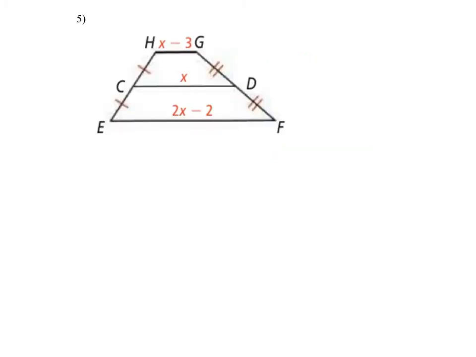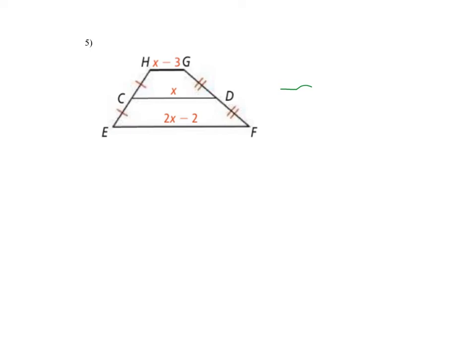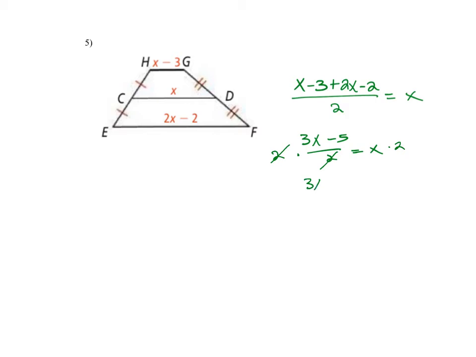Okay, so this one, as you can see, I have a little bit more variables than the other exercise. So in this case, again, x minus 3, plus the other base, 2x minus 2, all divided by 2, equals my mid-segment, so equals x. So 3x minus 5 divided by 2 equals x. I'm going to multiply times 2 on both sides so I can cancel out that 2. So 3x minus 5 equals 2x.